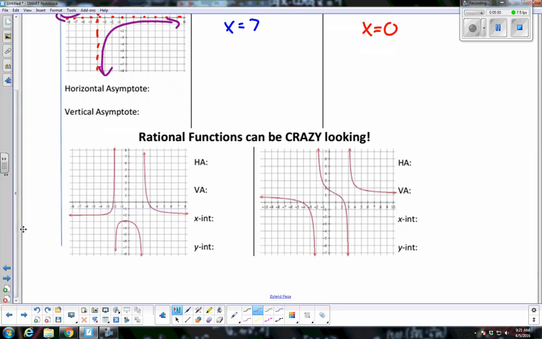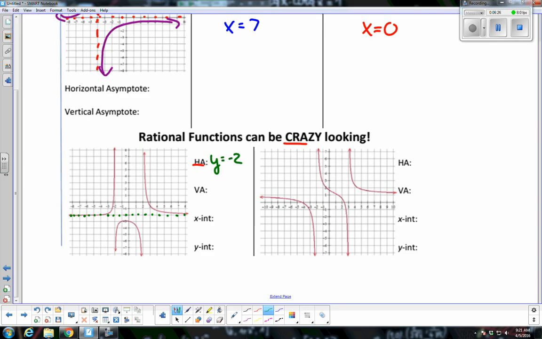So they can look a little crazy because you can stack those fractions as much as you want, and the more you stack them, the more complicated they get. So let's take a look at this first one. So HA would be horizontal asymptote, VA, vertical asymptote, x-intercept, and y-intercept. Let's find all this information. So for horizontal asymptote, if we're looking at this, that would be this line, right here, that goes just like that, right through -2, okay? So y equals -2 would be my horizontal asymptote.